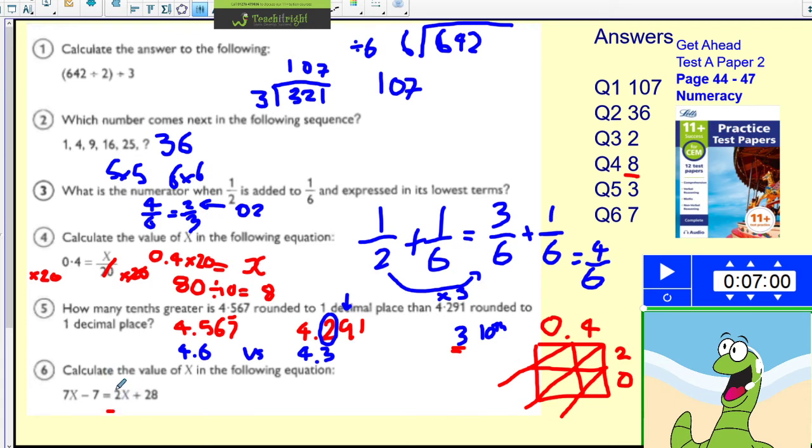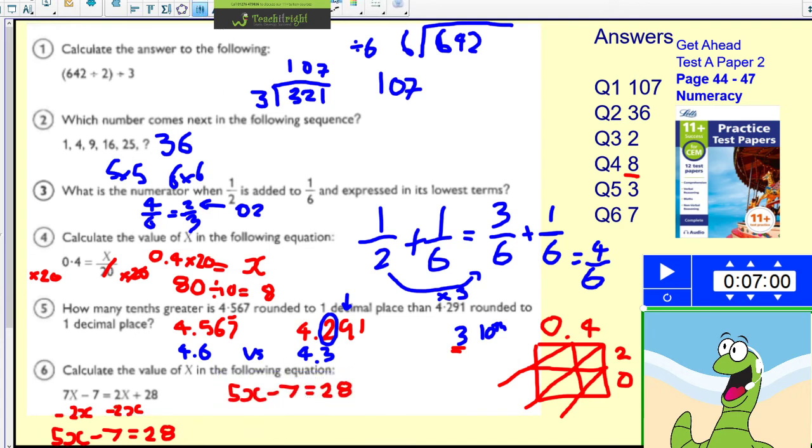So by moving the 2x, I have to get rid of it. The opposite of a positive 2x is taking away 2x. So let's do that to both sides. And that's going to then leave me with 7x take away 2x, that's 5 lots of x. And now I've done that, I'm just going to write everything else the same. So minus 7 equals 28. If I then copy that up here so I can continue.